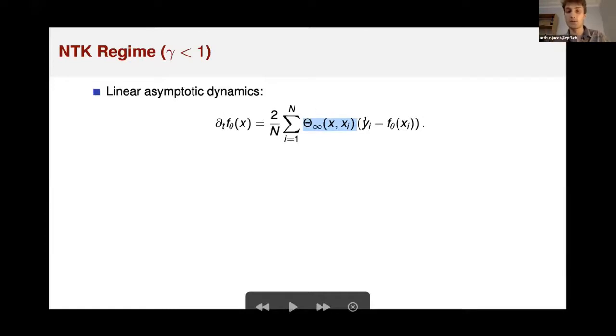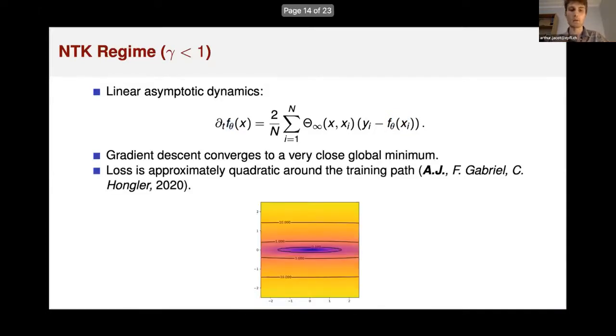And now the differential equation for the network function is just a linear differential equation, because the term on the right depends linearly on the network function itself. So you can solve this differential equation and get a very precise description of the network function at any time t. As I already mentioned, what's also interesting in this regime is that you converge to a very close global minimum. Actually, in this infinite width limit, you do converge to the closest global minimum. I think in the previous talk, this aspect was already mentioned.